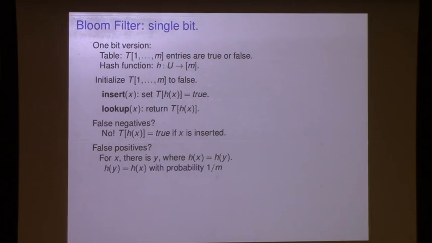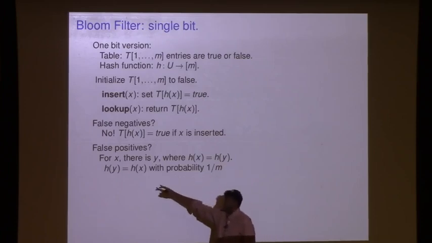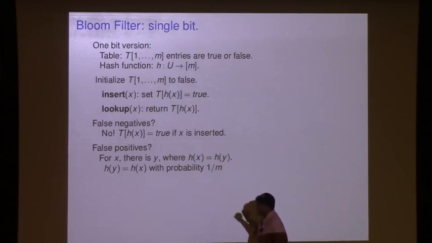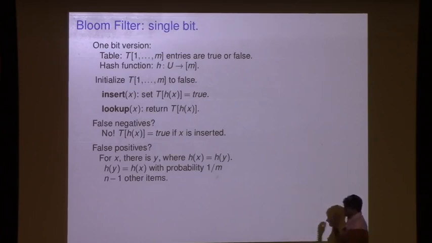So h of y is equal to h of x with probability 1 over m, assuming we're using a universal hash function. That's exactly the property of a universal hash function. If we choose h at random from our universal class, no matter what x and y are, these are equal with probability 1 over m. There are n minus 1 other items in the table at most. We're assuming some upper bound on the number of other items.